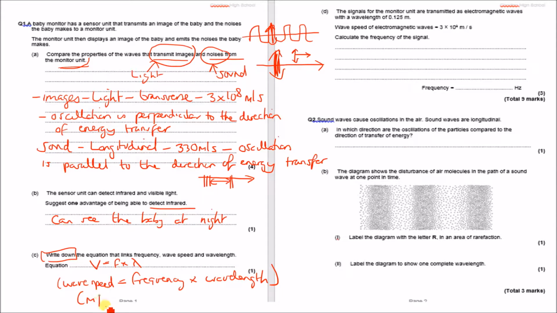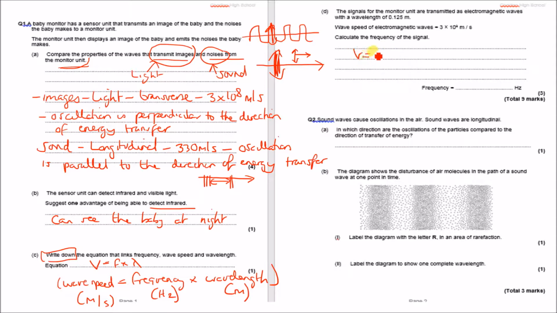And while we're here, we'll do the units. So wave speed is in meters per second. Frequency is in hertz. Remember, it's a capital H, lowercase z, and wavelength is in meters. They are the units, and you must write the whole thing out. Right, the next question says the signals for the baby monitor are transmitted as electromagnetic waves with a wavelength of 0.125 meters. Calculate the frequency of the signal.